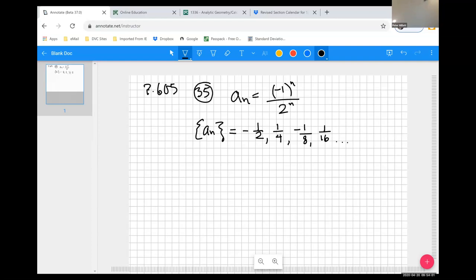So it wants us to make a conjecture about whether the limit of this converges or not. And if it does, guess the value, and if not, then say that it diverges. So we're basically asked to say, what is the limit as n tends to infinity of negative 1 to the nth power over 2 to the n? And we could recognize that this is a geometric series. Not a series, I'm sorry, a sequence. This is a geometric sequence.